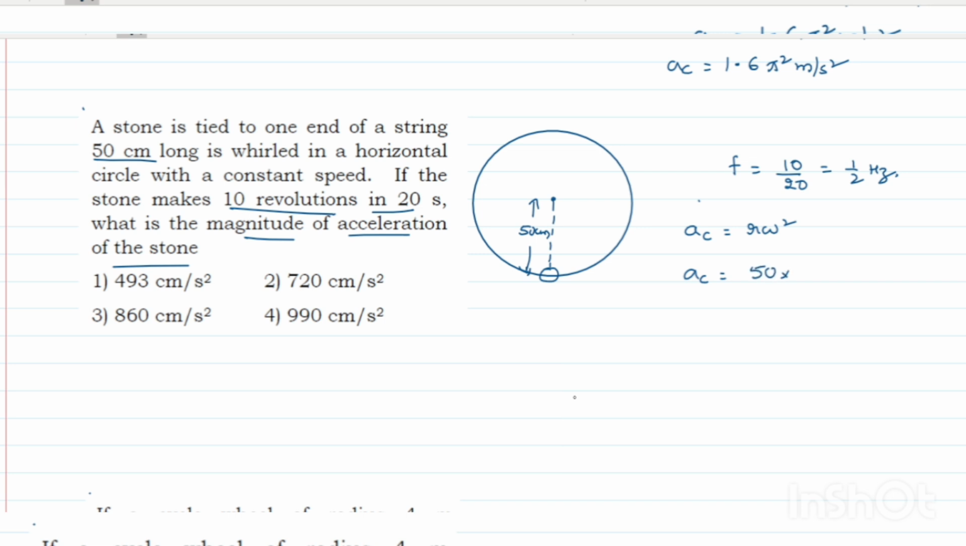So 50 into omega square. Omega equals 2 pi f, so it is 4 pi square into f square. It is 50 into 4 into pi square into f, which is 1 by 2, whole square, which is 1 by 4. The 4 gets cancelled, so we get 50 into pi square, which is nearly 50 into 9.85. Then the centripetal acceleration will be 493 centimeter per second square.